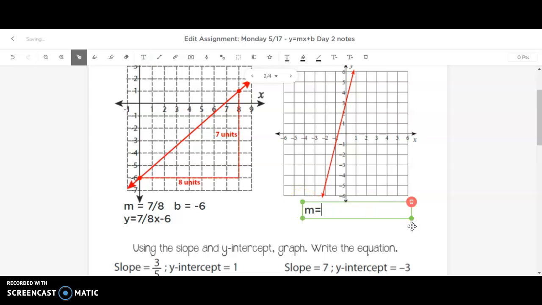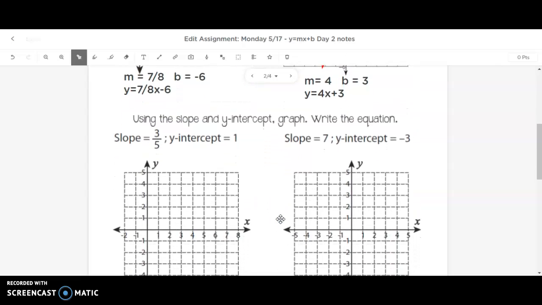Next one we have here, slope is going to be, if I pick 2 points, so I see one right here and then I see this one right here. So if I'm looking, my rise is 1, 2, 3, 4. And my run would be going over 1. So my slope is just going to be 4. And my y-intercept is 3. So my equation is y equals 4x plus 3.